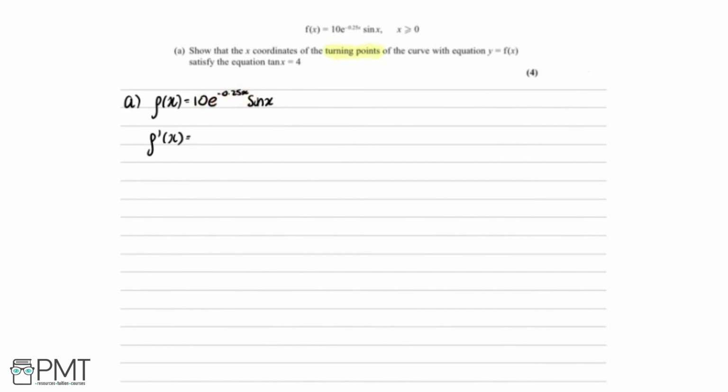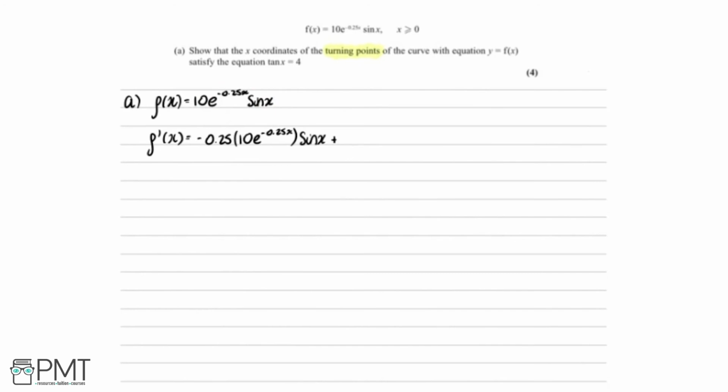And because we're working with an exponential, what we do is we multiply down the power. So you've got minus 0.25. And then multiply everything how it is here. So that would be multiplied by 10 e to the minus 0.25x. And remember, the product rule, we need to differentiate, hold. So now we need to hold or keep the same, so sine x.